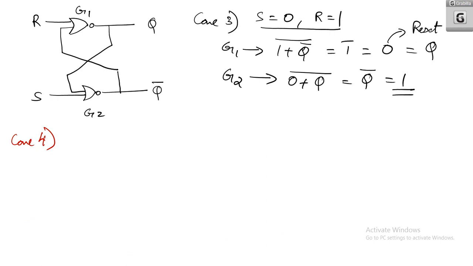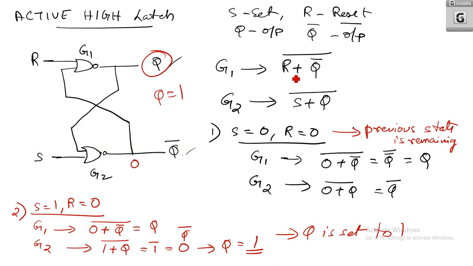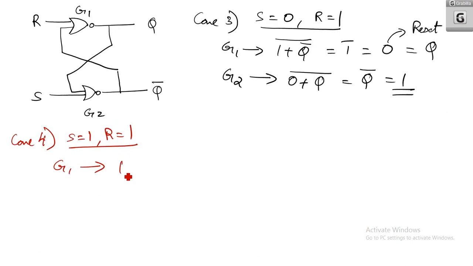Case 4, that is the last case. That is when S is equal to 1 and R is equal to 1. When S is equal to 1 and R is equal to 1, what happens? Okay. So what will be the output of gate 1? Gate 1 will be 1 or Q bar, the whole bar. That is 1 bar. What is 1 bar? 1 bar is 0. That is equal to Q.